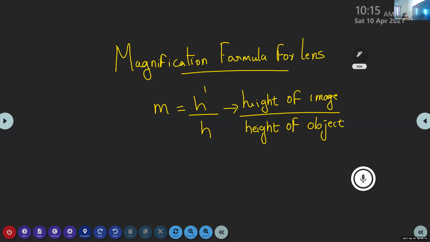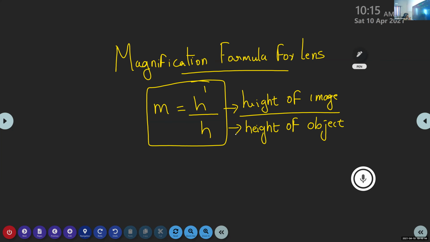So here the same formula we can use in the case of lens. M is equal to h dash by h, where M is the magnification, h dash is the height of the image, and h is the height of the object. The same formula we can use in the case of lens also. There is no need to change the sign. In the case of mirror, we have M is equal to h dash by h. In the case of lens also, we have M is equal to h dash by h.